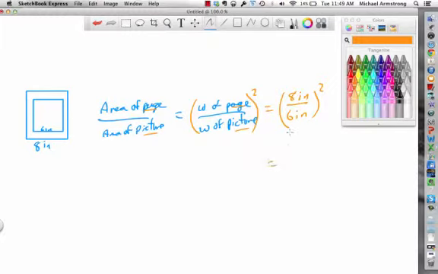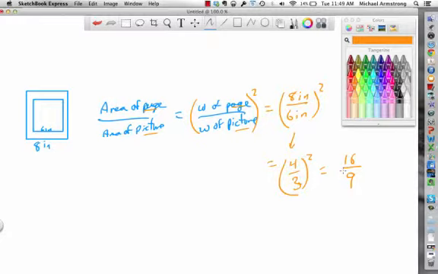Now I'm going to simplify first. 8/6 is the same as 4/3, and then I'm going to square it and get 16/9. And it's 16/9 bigger. So it's more than once, but not quite twice as big in area. That's all there is to it.